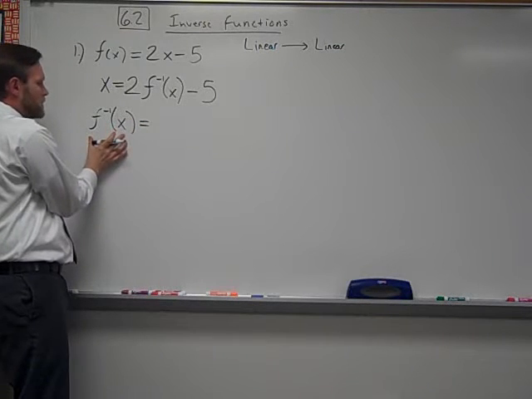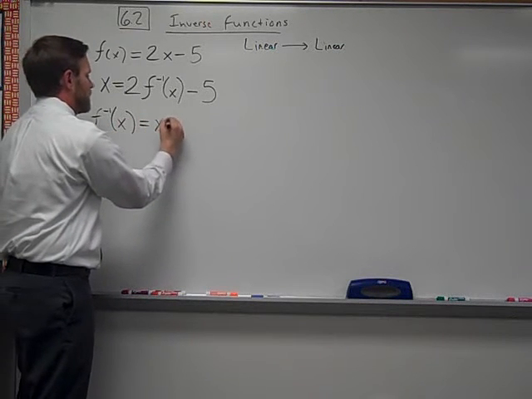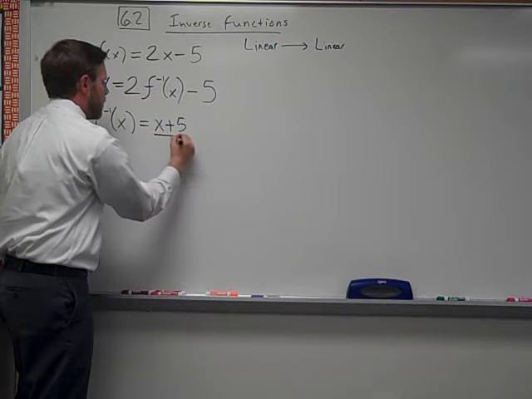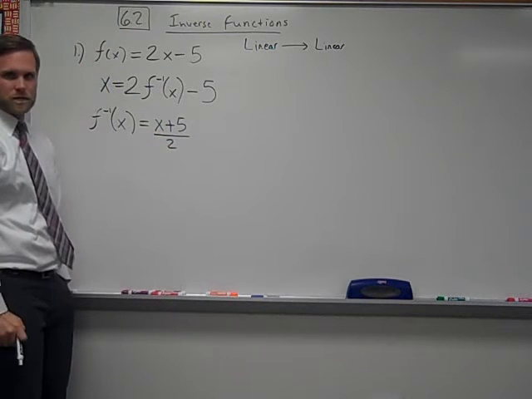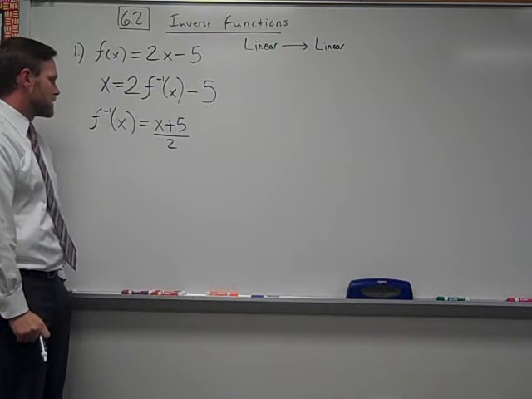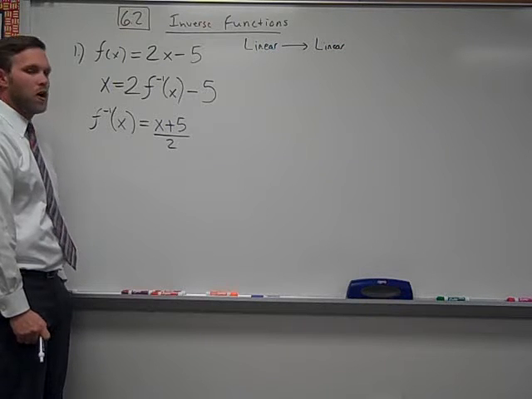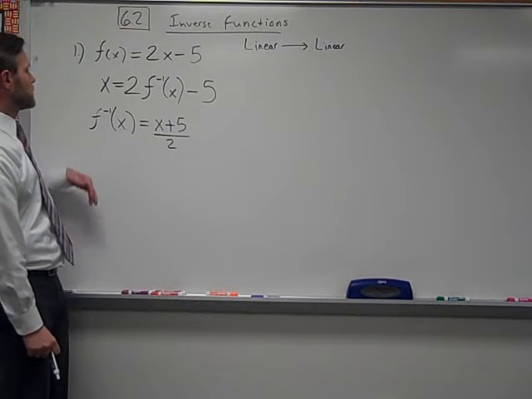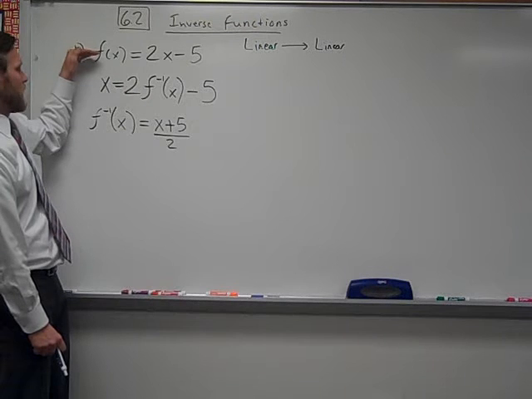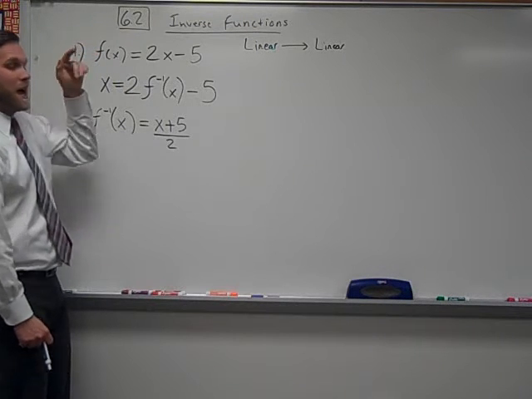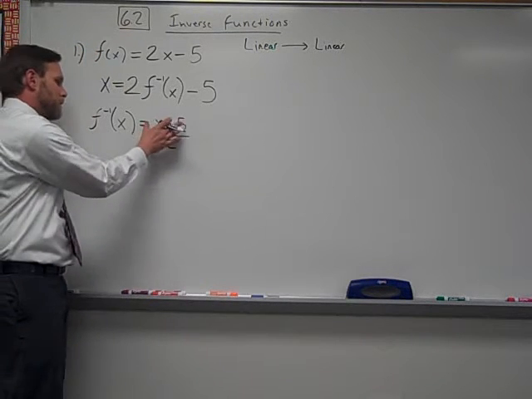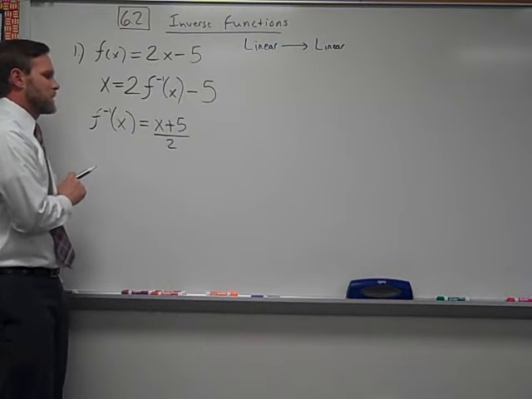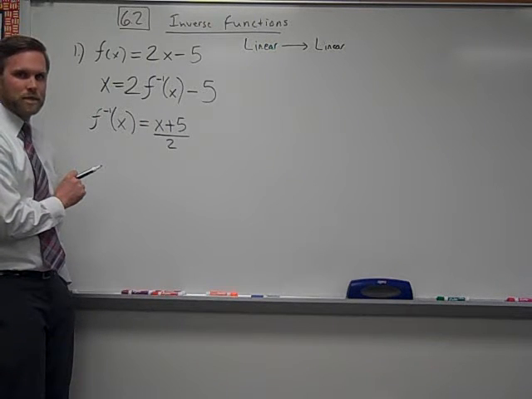So what we have is the inverse of f of x equals x plus 5 all over 2. So if we put it all together, if I gave you the original function, f of x equals 2x minus 5, and asked you for the inverse, you would tell me that the inverse of f of x is x plus 5 over 2. Okay?